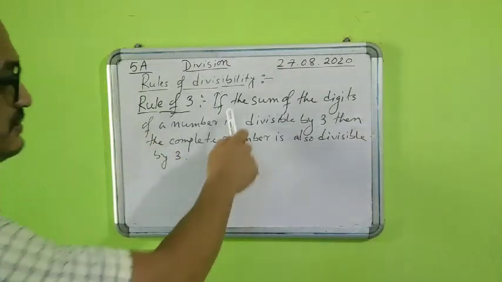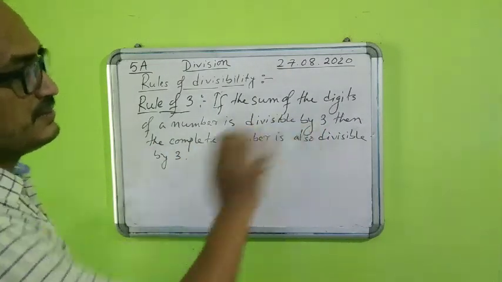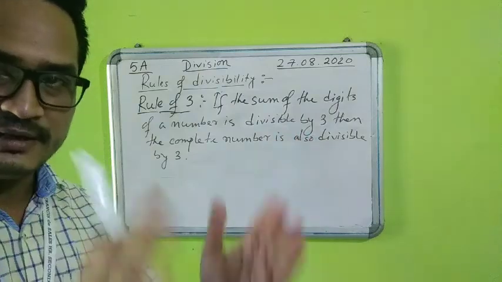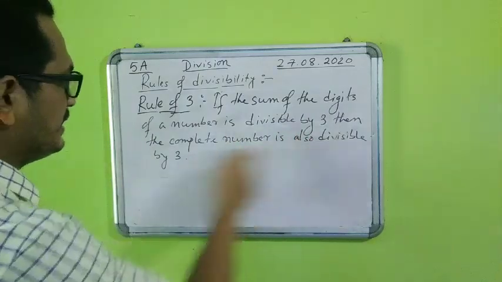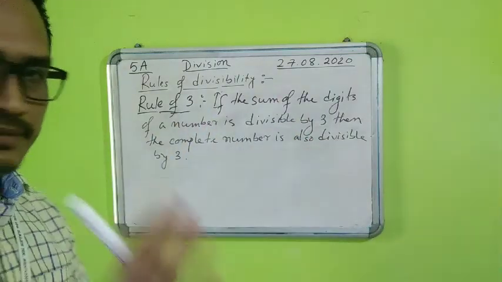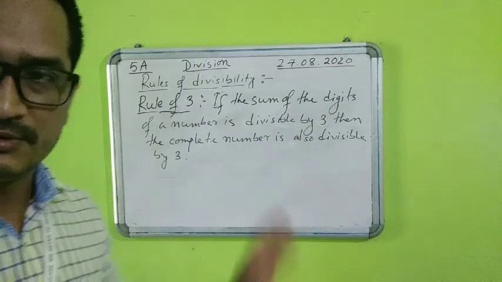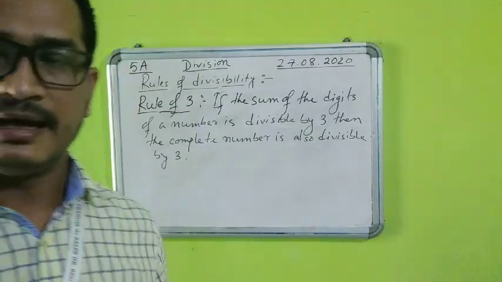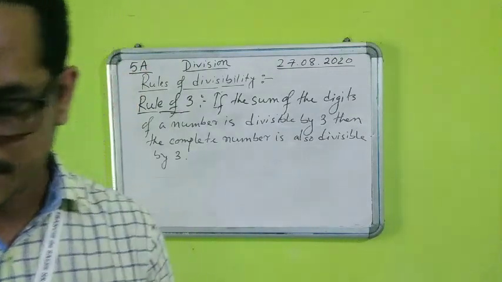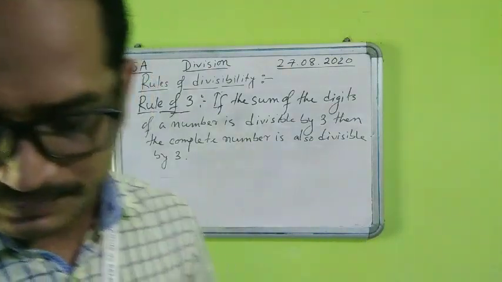That means if the sum of the digits of a number is divisible by 3, when we add all the digits and the sum is divisible by 3, then the complete number will also be divisible by 3. So this is the rule of 3 and I have given the example just now. Okay, so students, please pause the video and write it down.